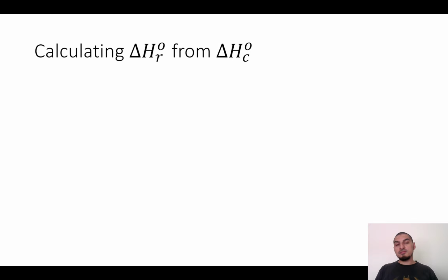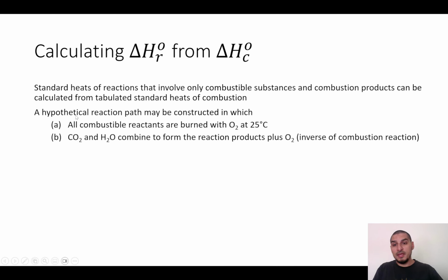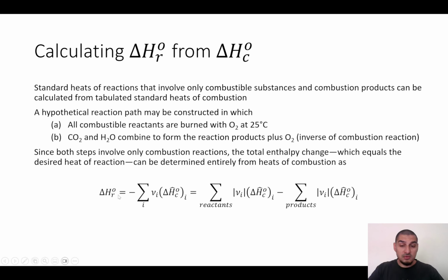For the heat of reaction, if we want to calculate the standard heat of reaction from the heat of combustion, it's going to be very similar to what we did in the heat of formation method. But this applies to reactions that involve only combustible substances. This is what is important, and we'll see later why it applies only to combustible substances. Anyways, without going into these details, we can use this equation: the standard heat of reaction is negative, and this is the main difference between the heat of formation method and the heat of combustion method.